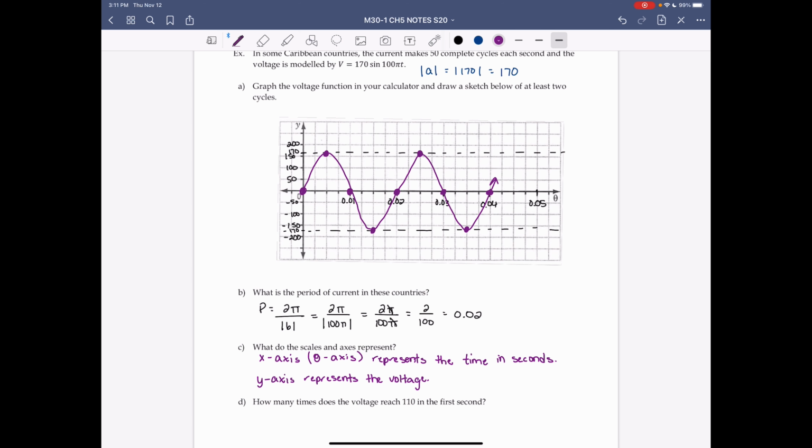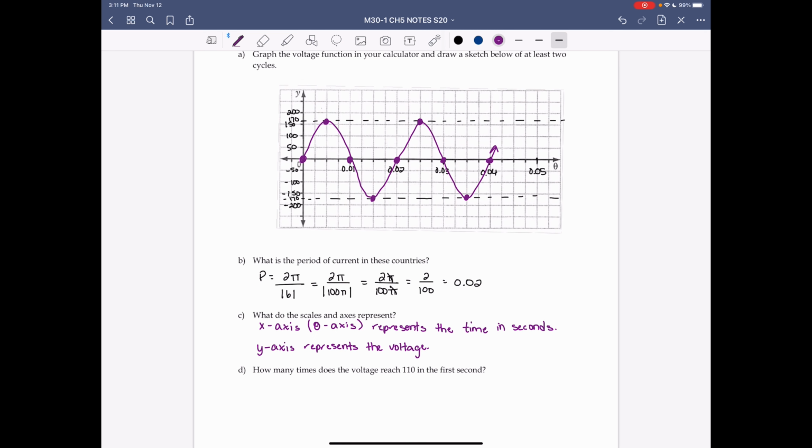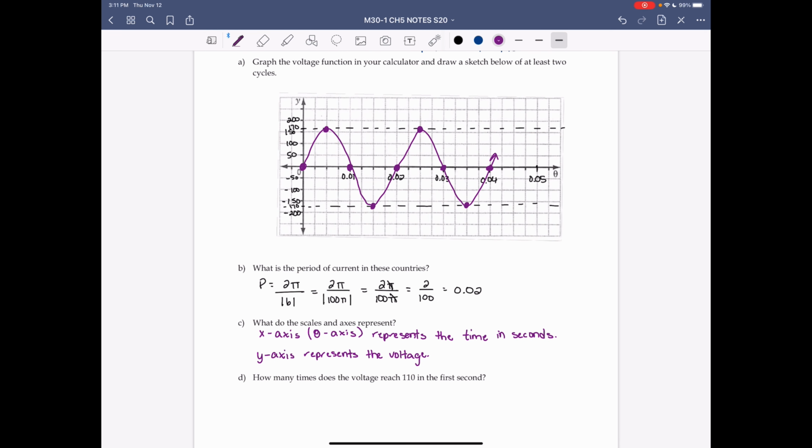Part D, how many times does the voltage reach 110 in the first second? Let's just look at one cycle. So the first cycle here, 110 is about here. Two times in the cycle that it reaches 110.